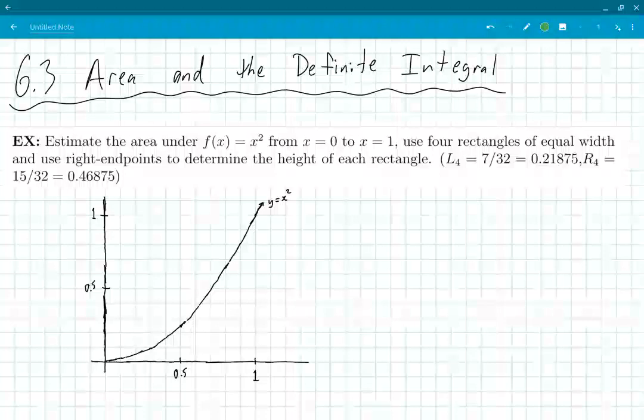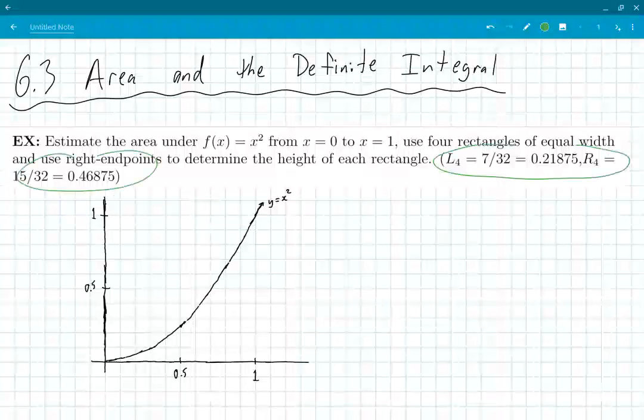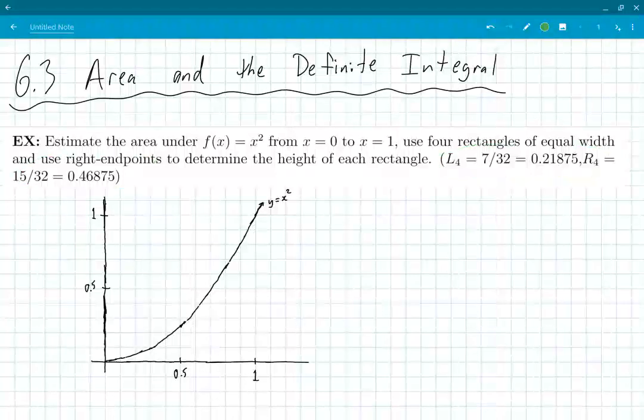Okay, pause and copy this down. Okie dokie. Ignore this stuff for now. That's kind of the answer that we'll use later.